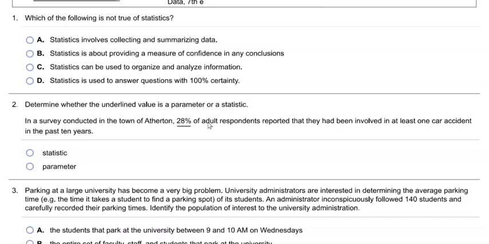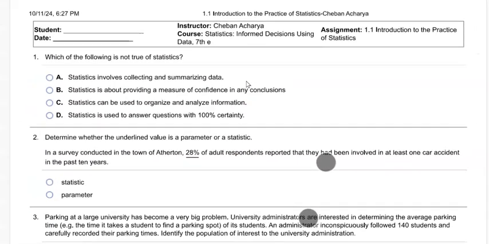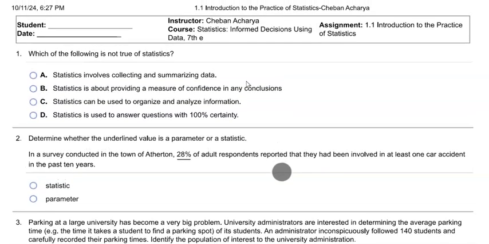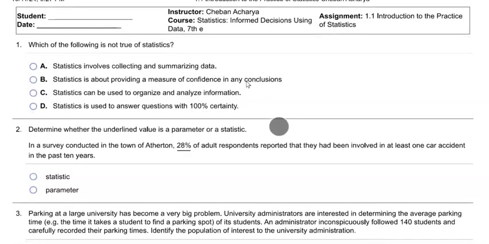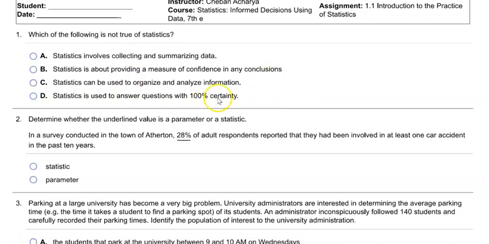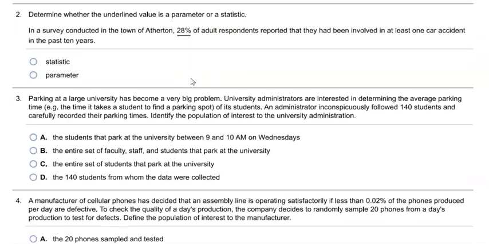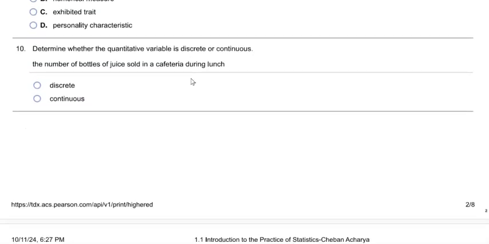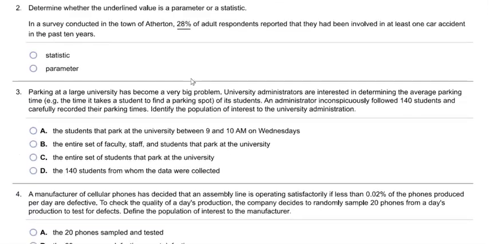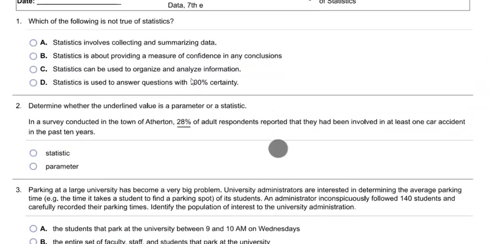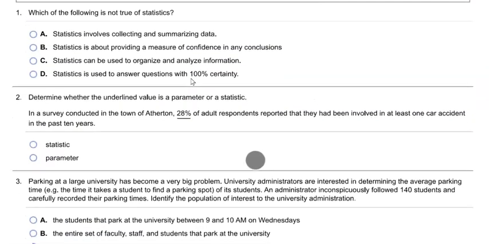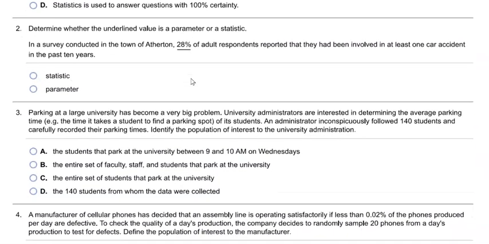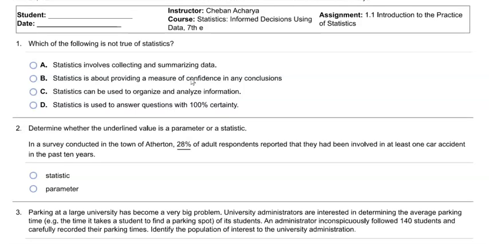In this video, I'll solve the questions from section 1.1 of the statistics homework in MyLab Math. These questions are from MyLab Math, but I put them into PDF format. If you go to MyLab Math, you'll see either exactly the same questions or similar questions with different numbers. So if you have trouble doing homework in MyLab Math, you can refer to this video and solve the questions.